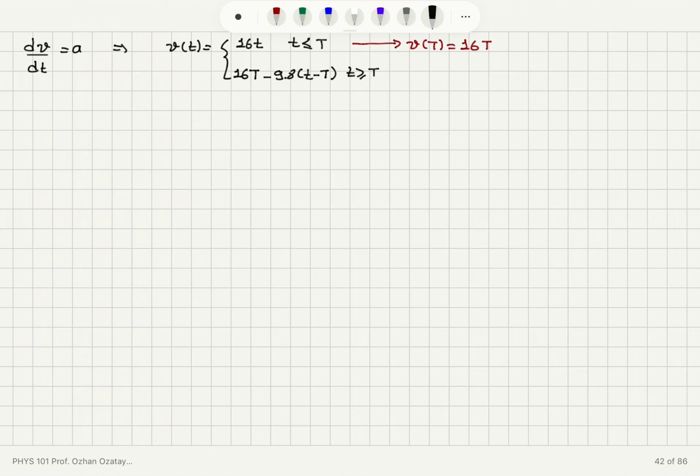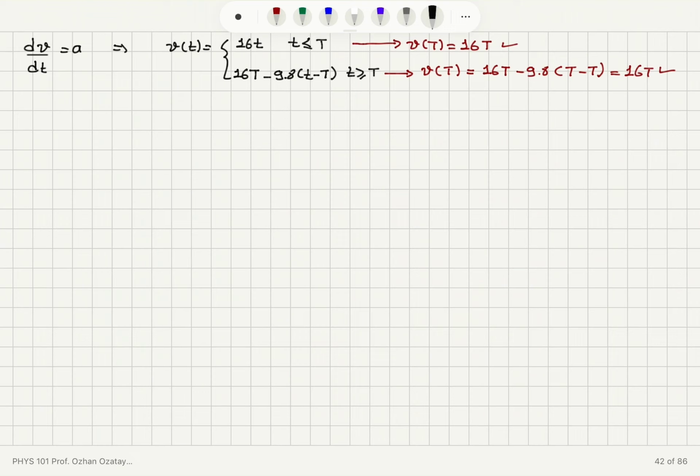So the velocity as a function of time. So the velocity at time t equal to T is 16T minus 9.8 times (T minus T), so it is 16T. So I reach the same value of the velocity. Okay, so I have carefully written velocity as a function of time.